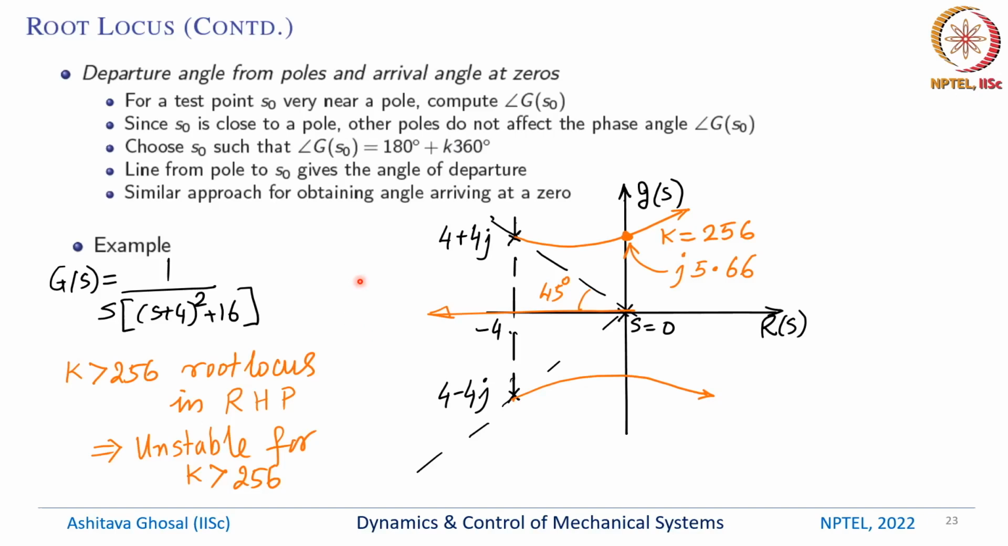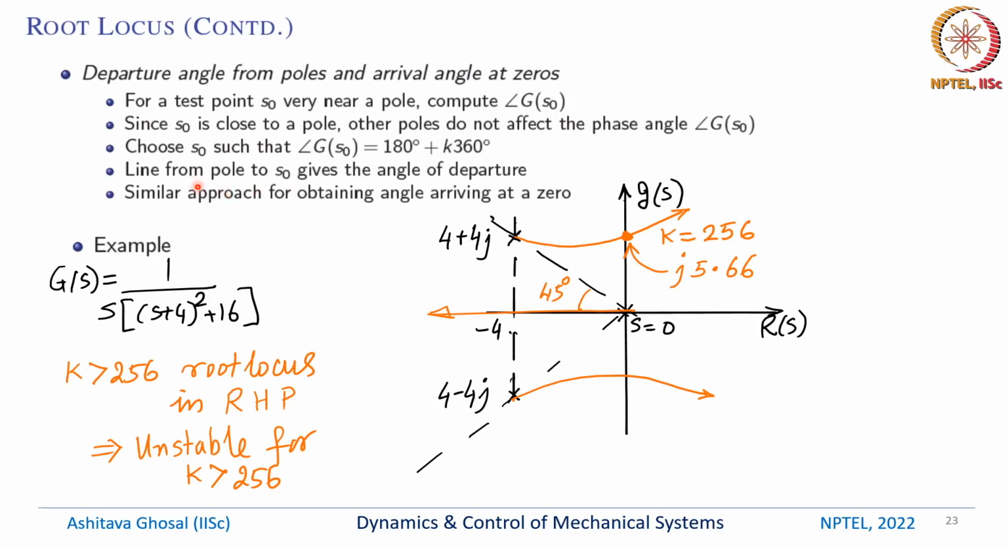So the last thing which we want to look at is what are called departure angles from poles and arrival angles at zeros. We know the root locus will start from poles at k equals 0, and some of them, m of them, will go and end up in zeros. So we want to know at what angles they depart the poles and at what angles they arrive at the zeros. There are some of them which go to infinity along these asymptotic lines.